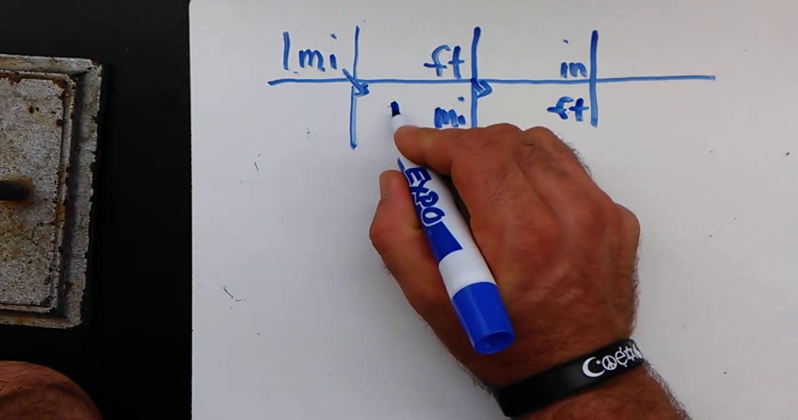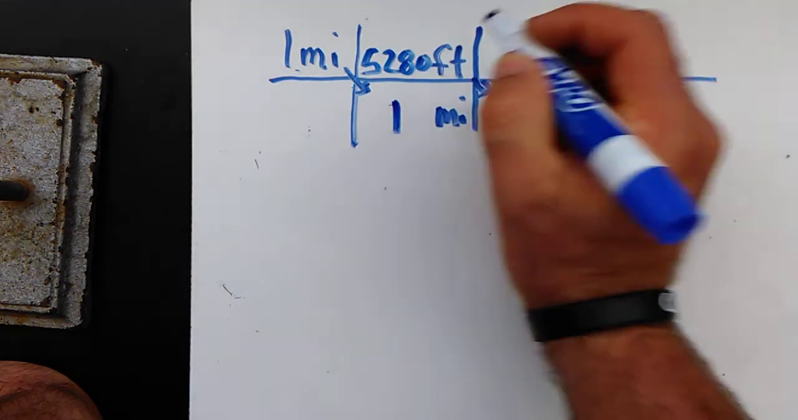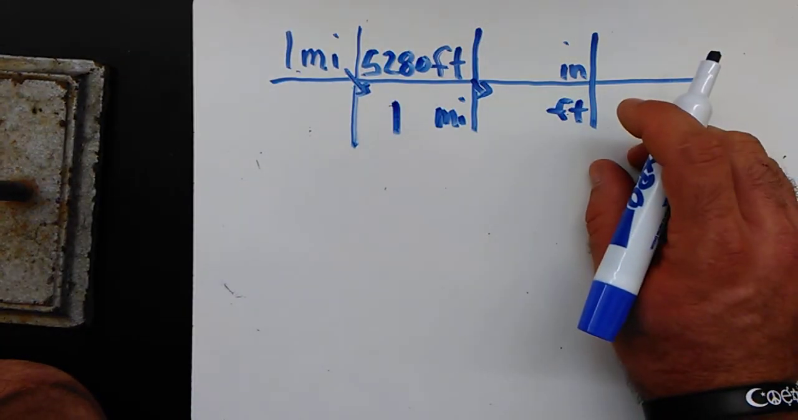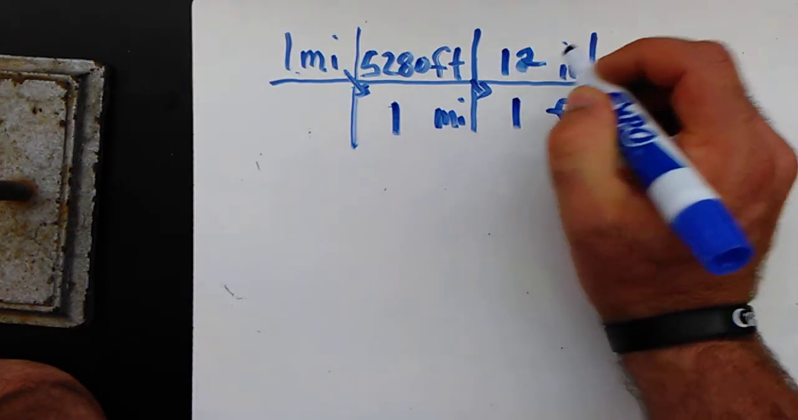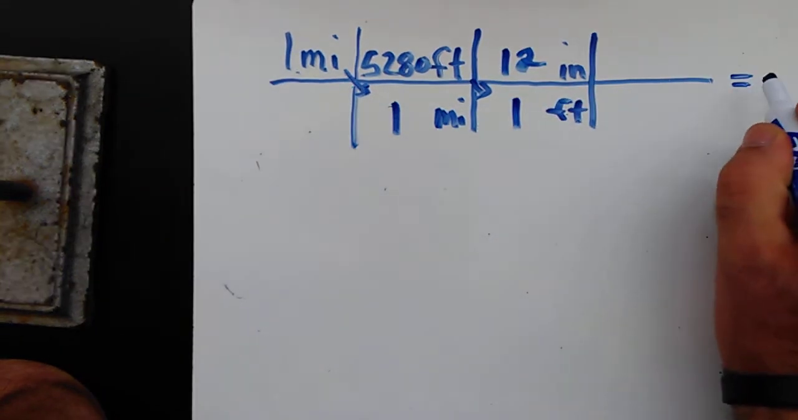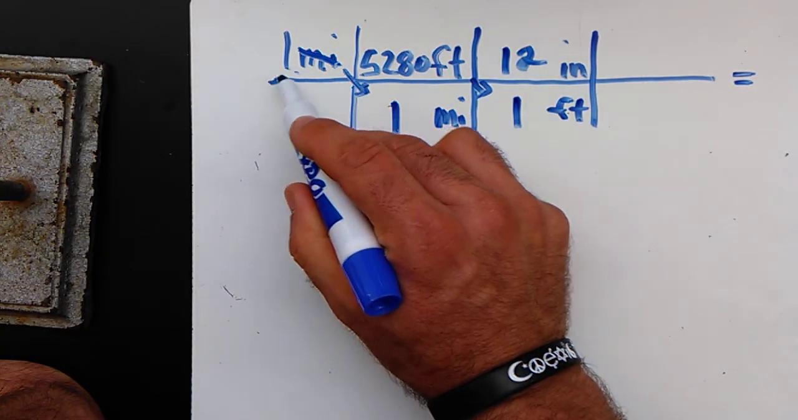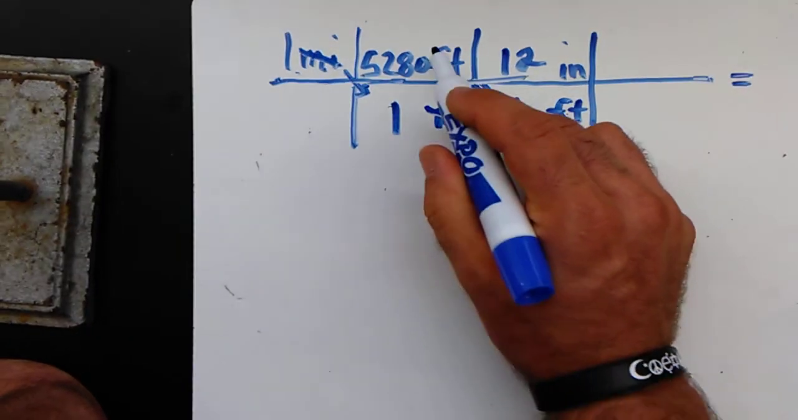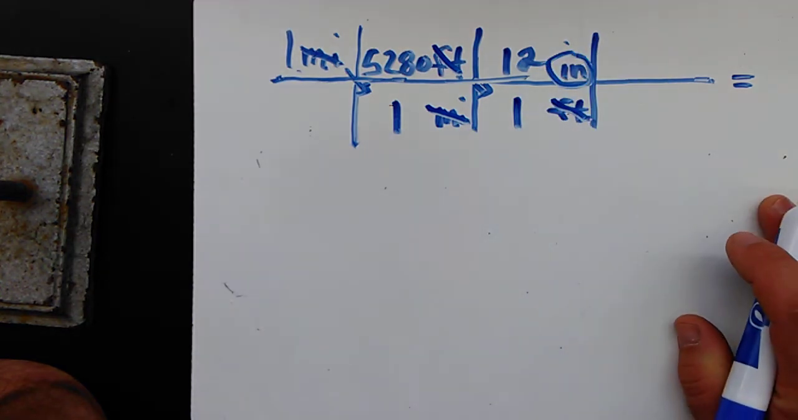The equivalent of 1 mile is 5,280 feet. And again, we're not doing any math yet. We're just plugging things into our table here. In 1 foot, we have 12 inches. Okay, and so if I look at just the units, if I consider this to be a division sign, the mile unit cancels, the foot unit cancels, and I'm left with the unit of inches, and that's what I wanted to be in for the final answer.